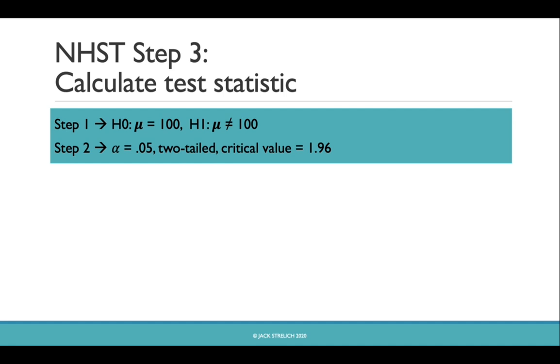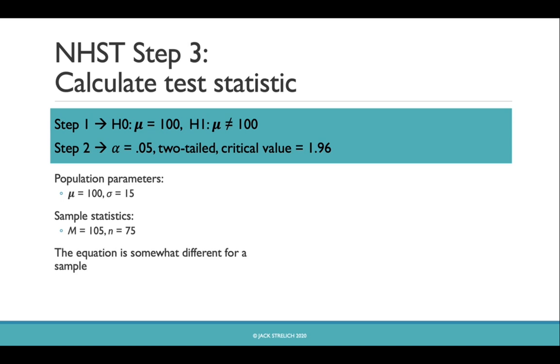Now we can move on to step 3 and actually calculate that test statistic. Remember that our population parameters, we have the population mean of 100 and the population standard deviation of 15. Let's say for this example that our sample mean is 105 and that our sample size is 75. So let's go ahead and calculate our z-score for this sample.